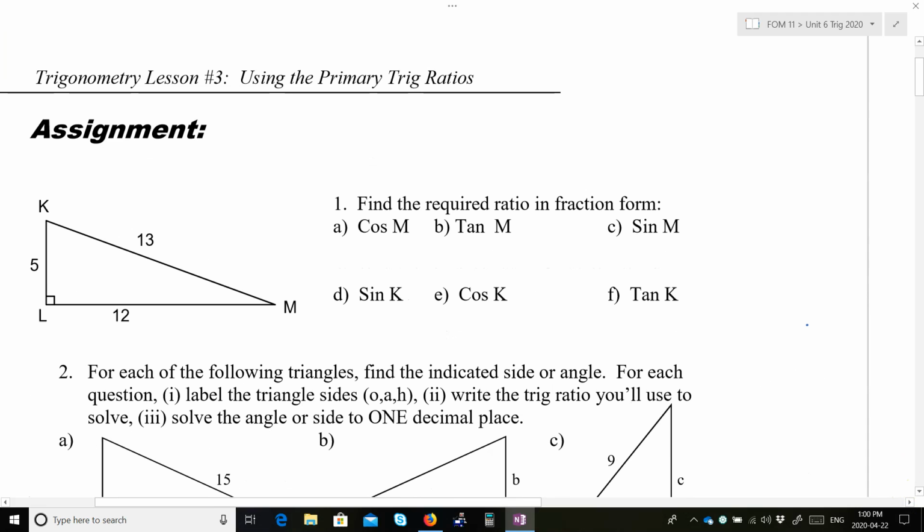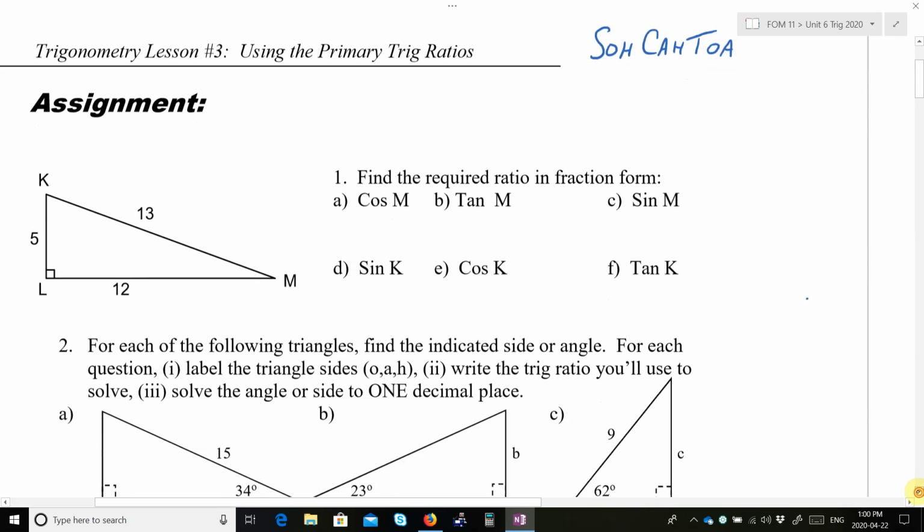Okay, and remember, when we are working with 90-degree triangles, we can use the acronym SOHCAHTOA. It stands for sine is opposite over hypotenuse, cosine is adjacent over hypotenuse, and tan is opposite over adjacent. So with number 1, find the required ratio in fraction form.